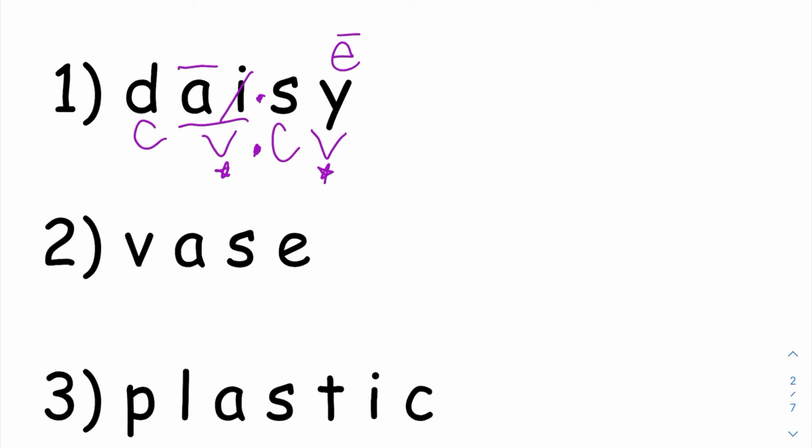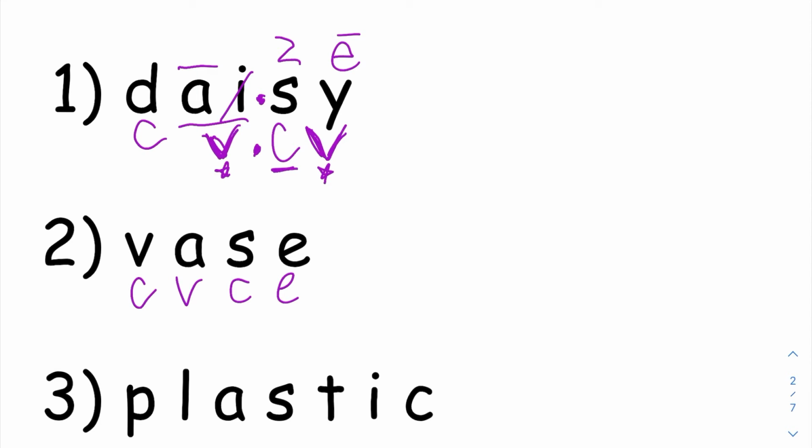Our first syllable is going to divide there, so day, Z. Good. You might notice the S is making the Z sound. Rule in between two vowels, so day, Z. Good.